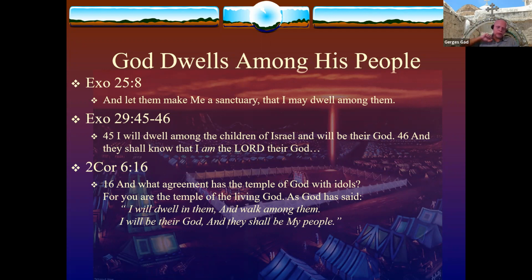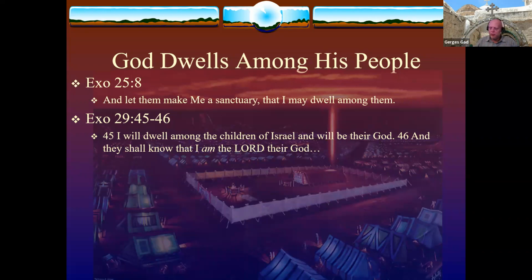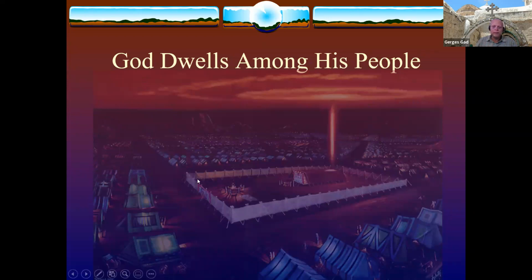So in the picture here, let me just remove the words so you can see easier. So we see here that the tabernacle is in the middle. That means what? That means everybody has access to God. Everybody can walk out of his tent and he can see the tabernacle and he knows that God is there.